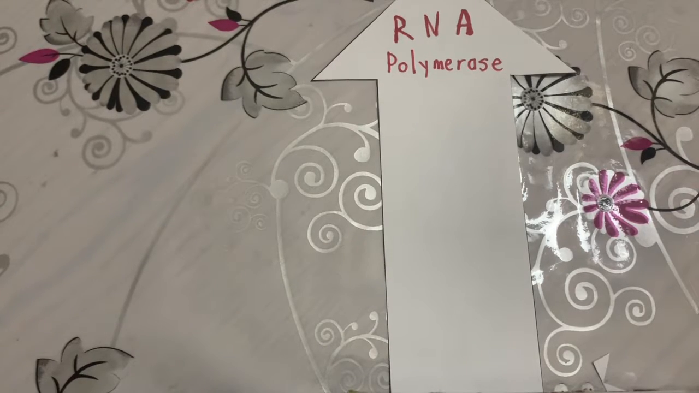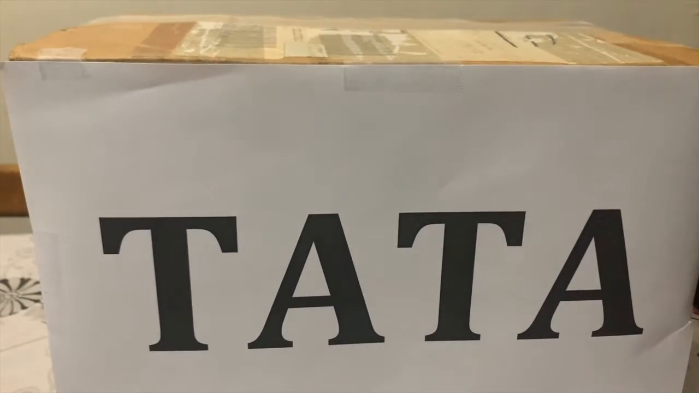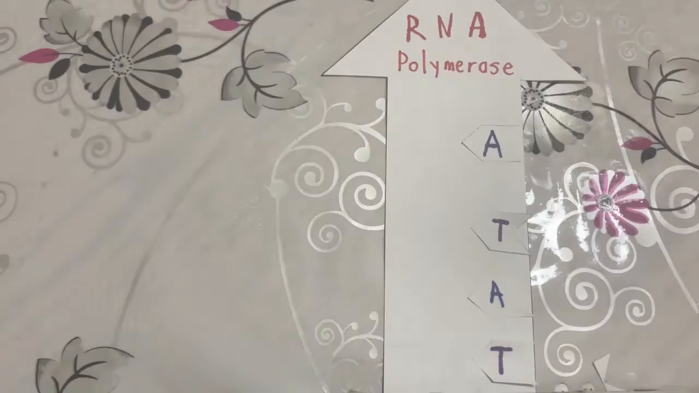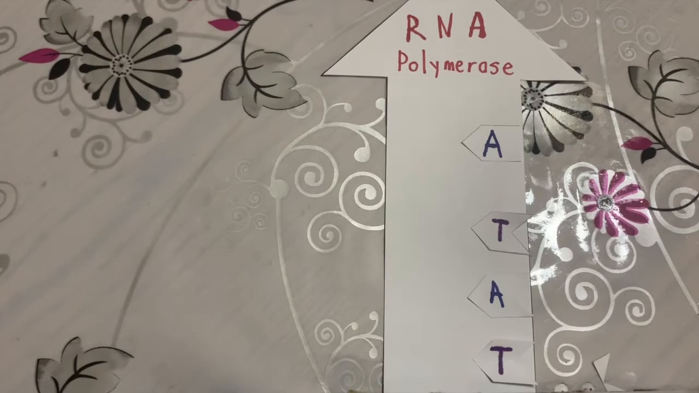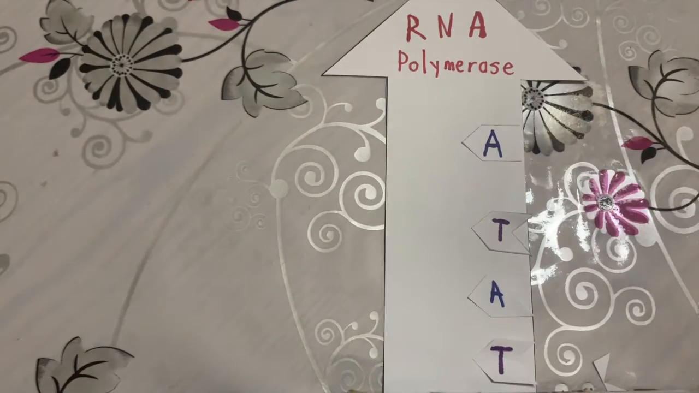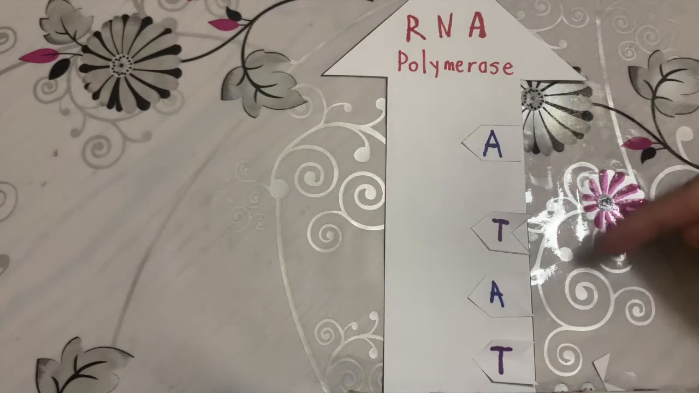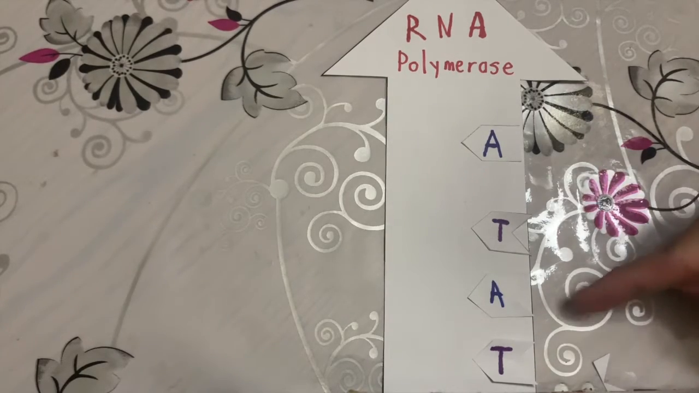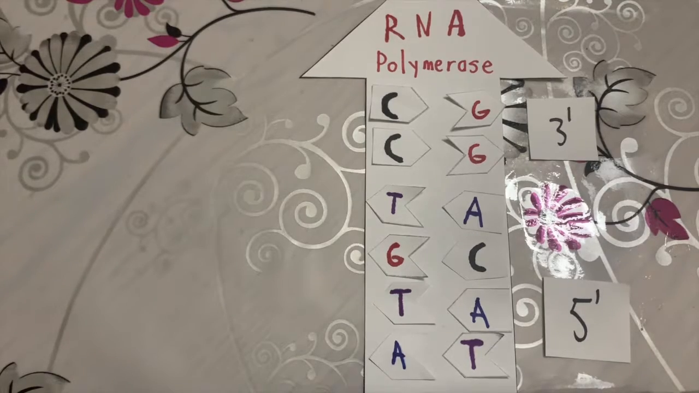A common one is the Tata box. No, not that kind of box. Anyways, the Tata box has these four nitrogen bases within DNA, signaling where the promoter is and where the RNA polymerase attaches. And this is why it's called Tata, because it's TATA. But anyways, it then moves on to elongation.